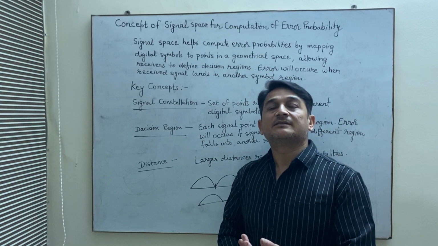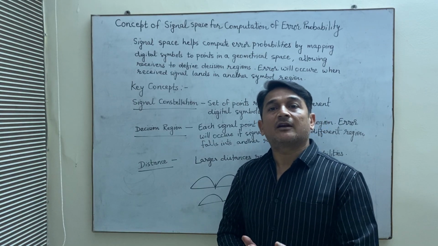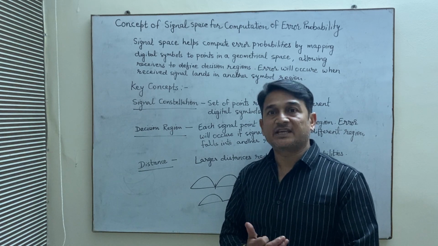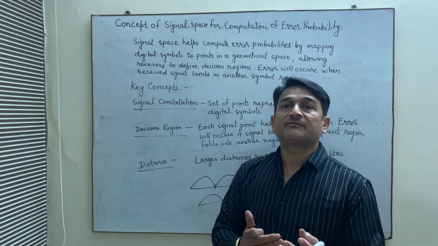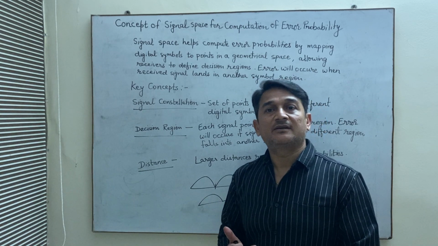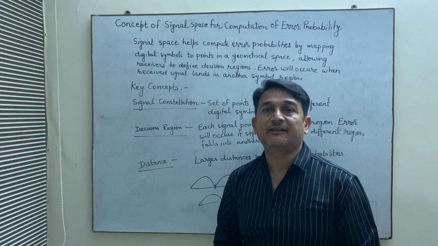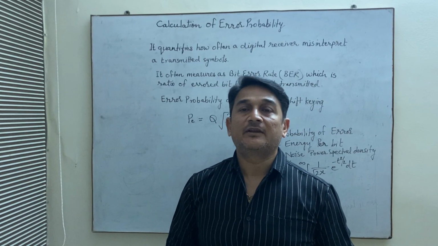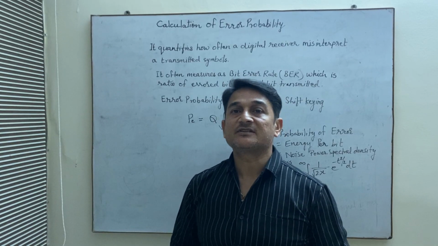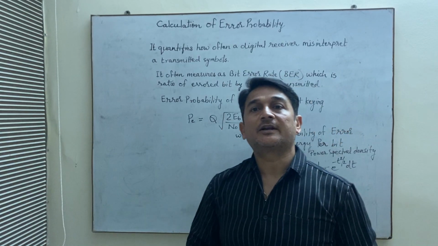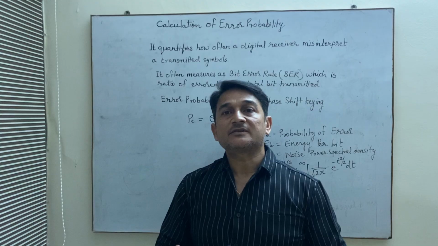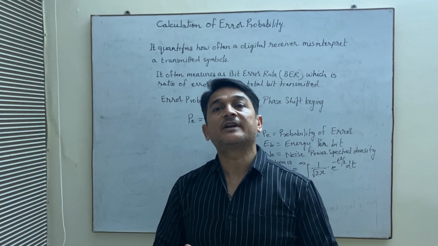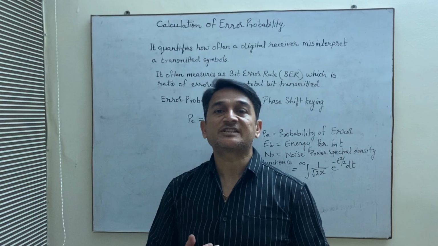Now we will understand the error probabilities in various digital modulation schemes, and before that, first we will understand what the probability of error is. So now we will see the error probabilities in various digital modulation techniques. First, what is error probability? It is the probability of how many transmitted bits are corrupted during a transmission.